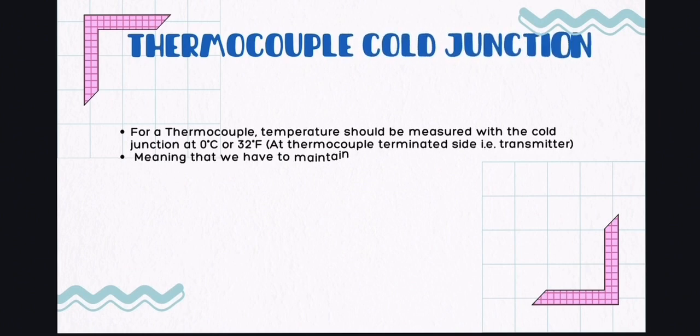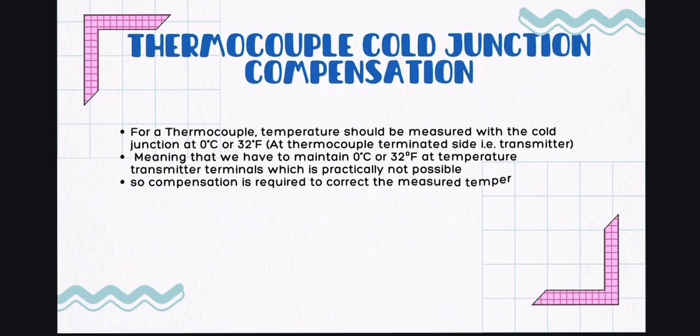Thermocouple cold junction compensation. For a thermocouple, temperature should be measured with the cold junction at 0 degrees Celsius, meaning that we have to maintain 0 degrees at the transmitter terminals, which is practically not possible. So compensation is required to correct the measured temperature reading.